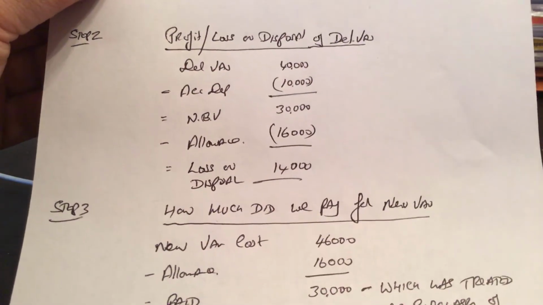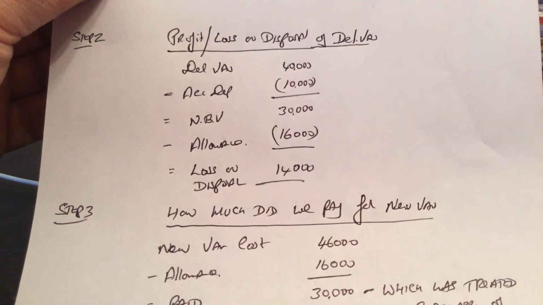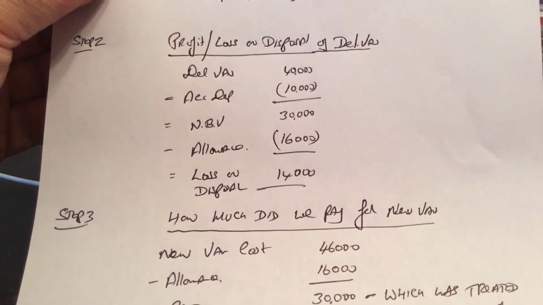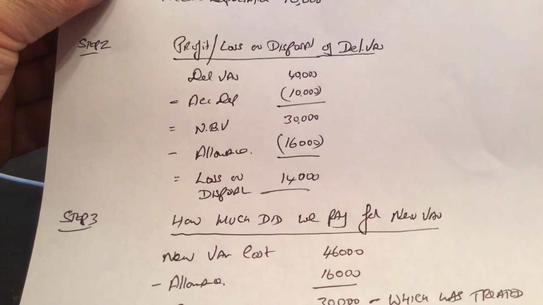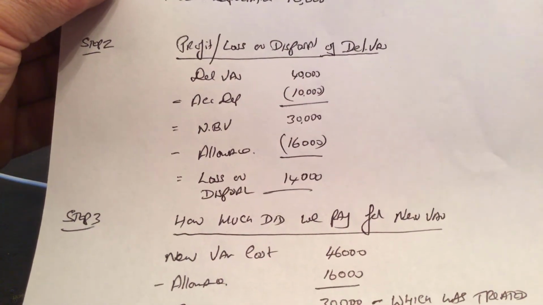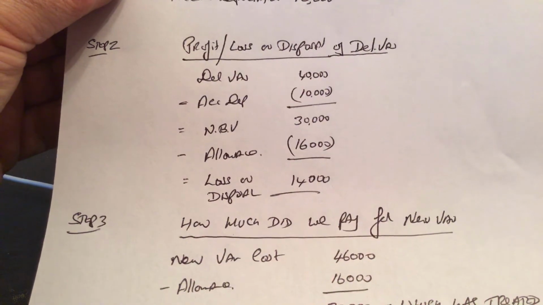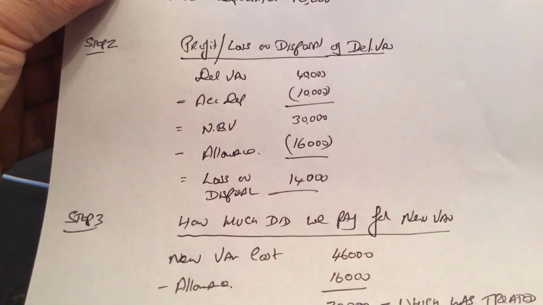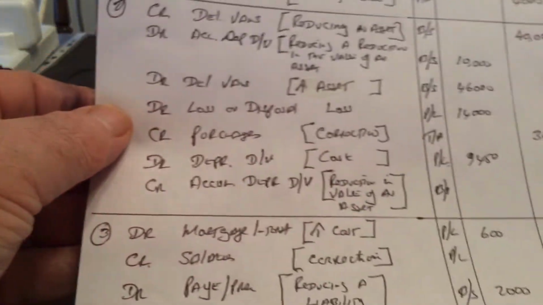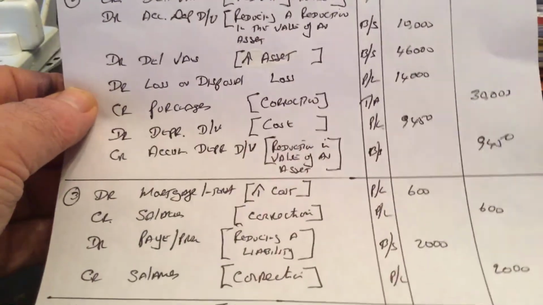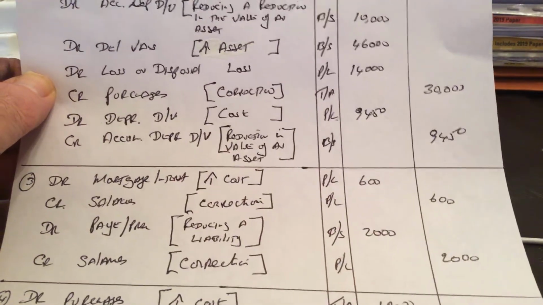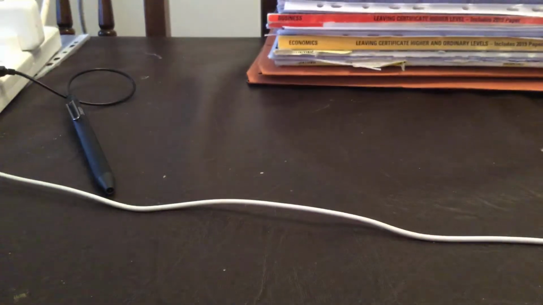The next step then was, did we make a profit or loss on disposal? The delivery van that we sold cost us 40,000. We'd accumulated depreciation of 10,000 and the net book value therefore was 30,000. The garage gave us an allowance of 16,000, so we actually made a loss on the disposal of 14,000. So we go back into the adjustments and we go debit loss on disposal 14,000 into the profit and loss account. Now these steps are the same steps every single time.